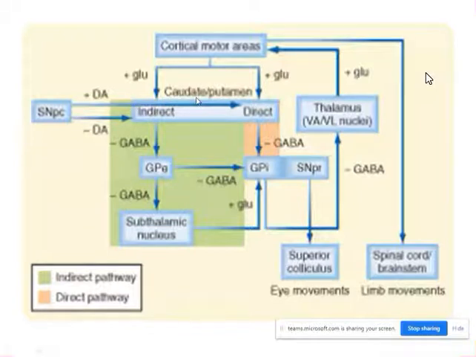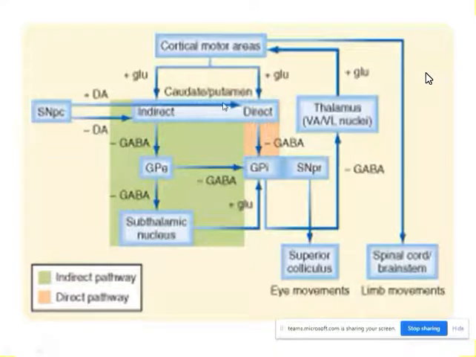What is the name of the pathway that goes from the motor areas to the striatum? Can anyone tell me what is the name of the pathway or the projection that is going from the motor areas to the basal ganglia?